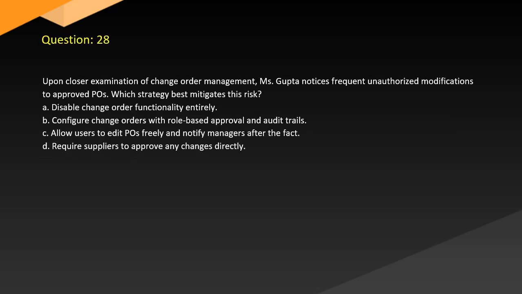Question 28. Upon closer examination of change order management, Gupta notices frequent unauthorized modifications to approved POs. Which strategy best mitigates this risk? A. Disable change order functionality entirely. B. Configure change orders with role-based approval and audit trails. C. Allow users to edit POs freely and notify managers after the fact. D. Require suppliers to approve any changes directly.